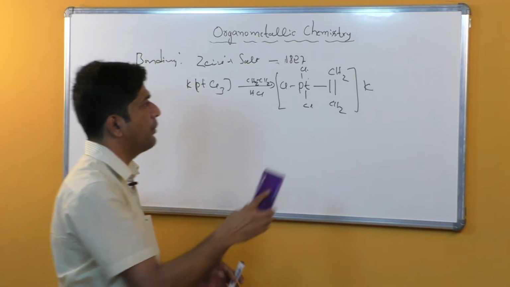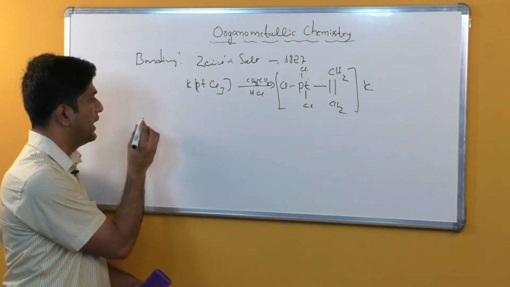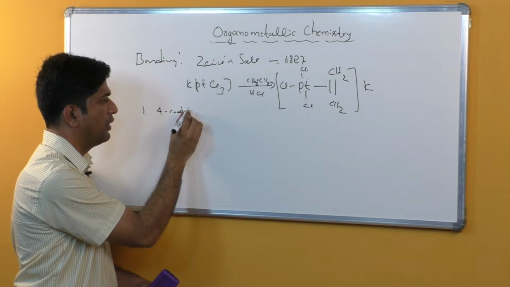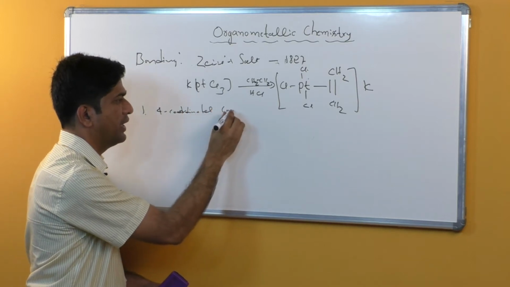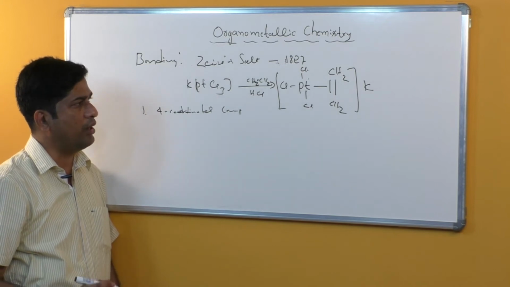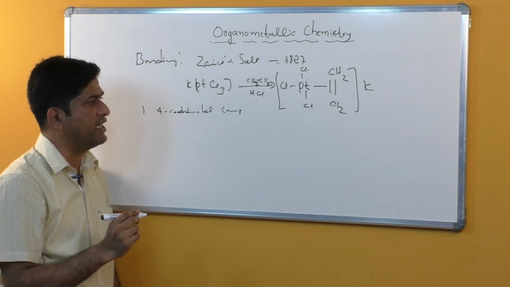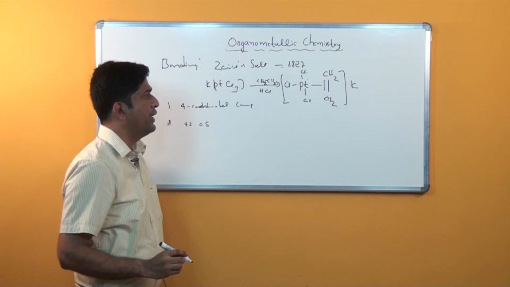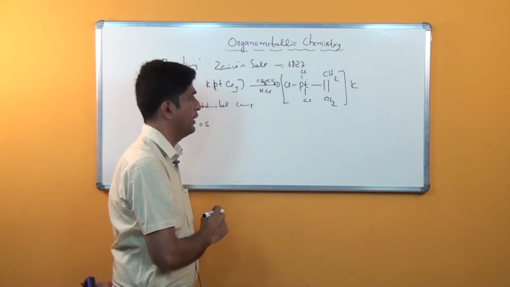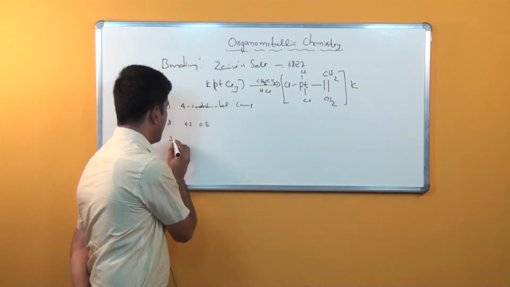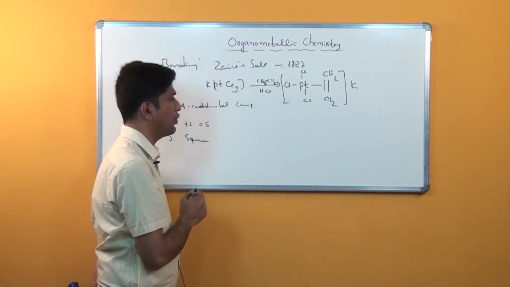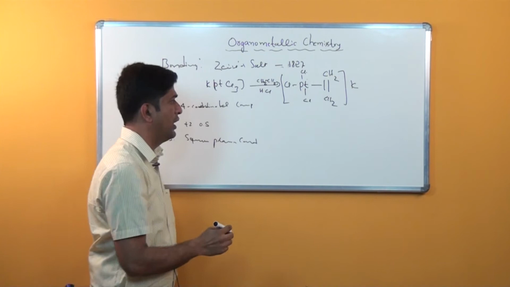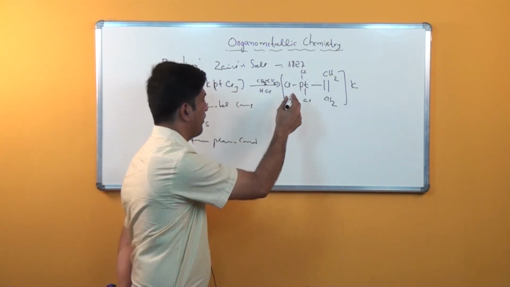Now I will explain the bonding in Zeise's salt. This is a 4-coordinated organometallic compound. In this compound, platinum is in the +2 oxidation state. Since it's 4-coordinated, it's a square planar complex. The oxidation state of platinum in this case is +2.